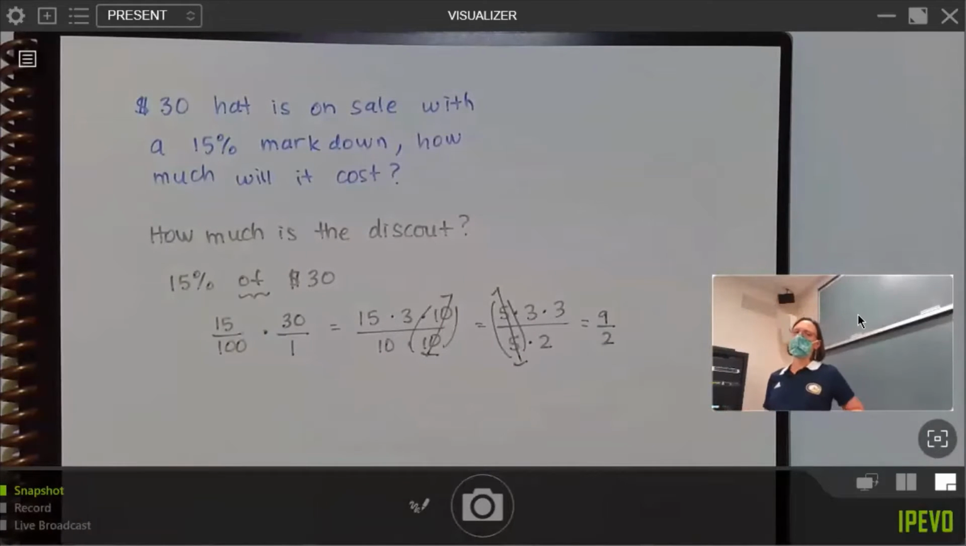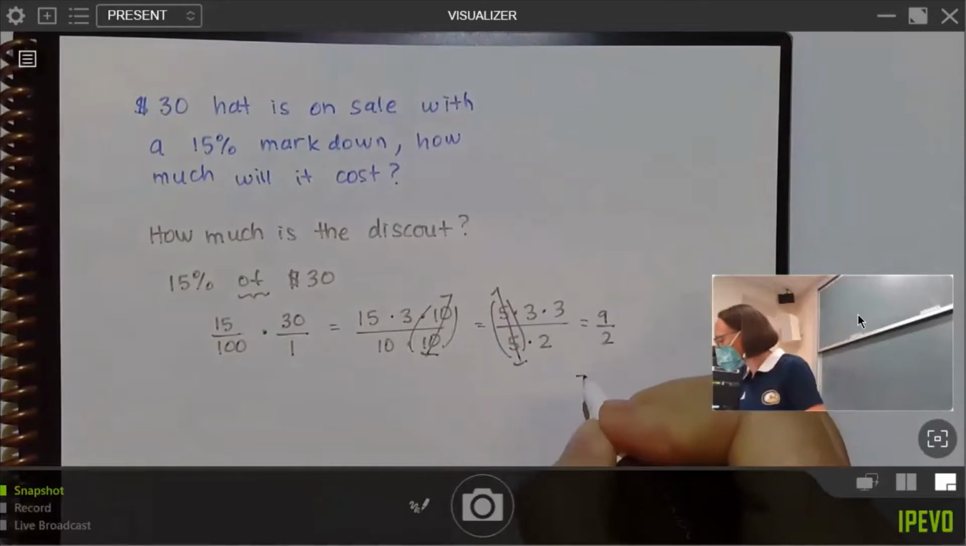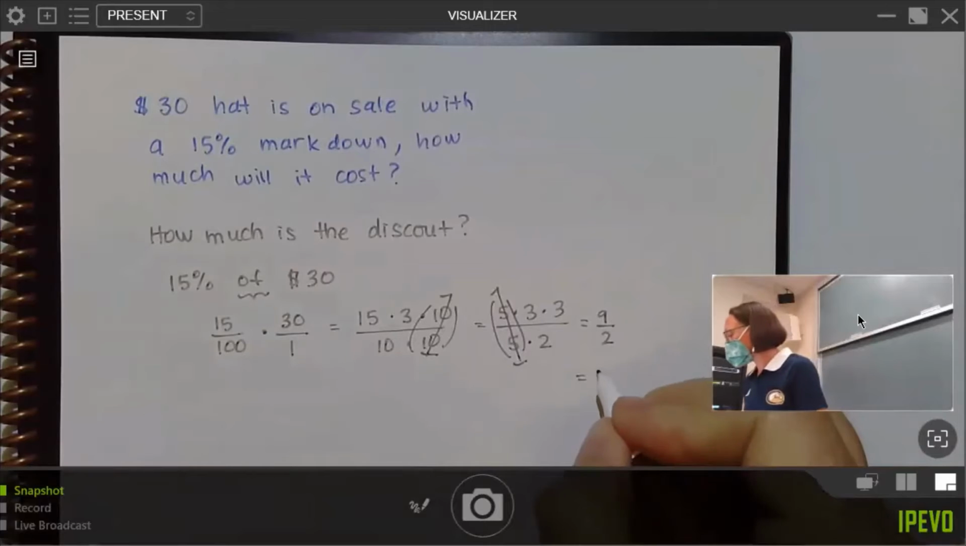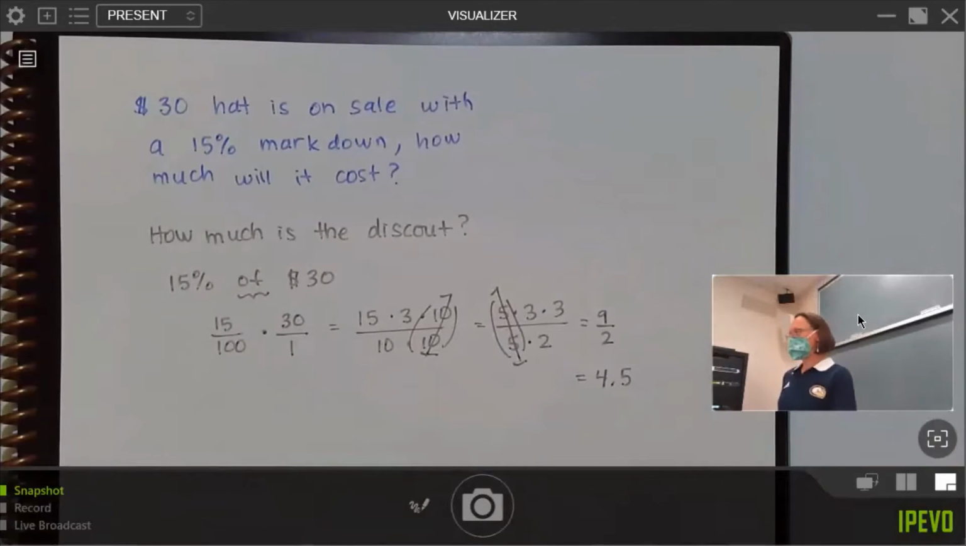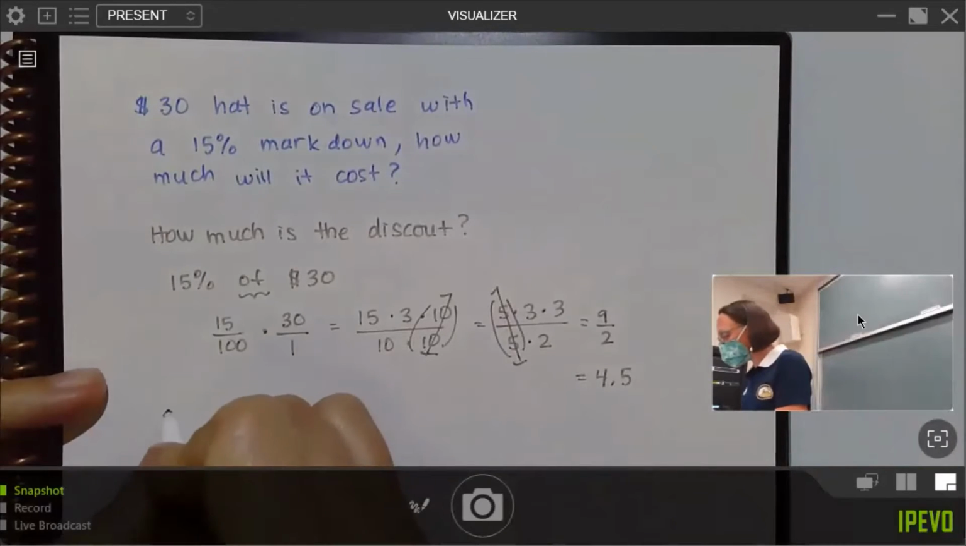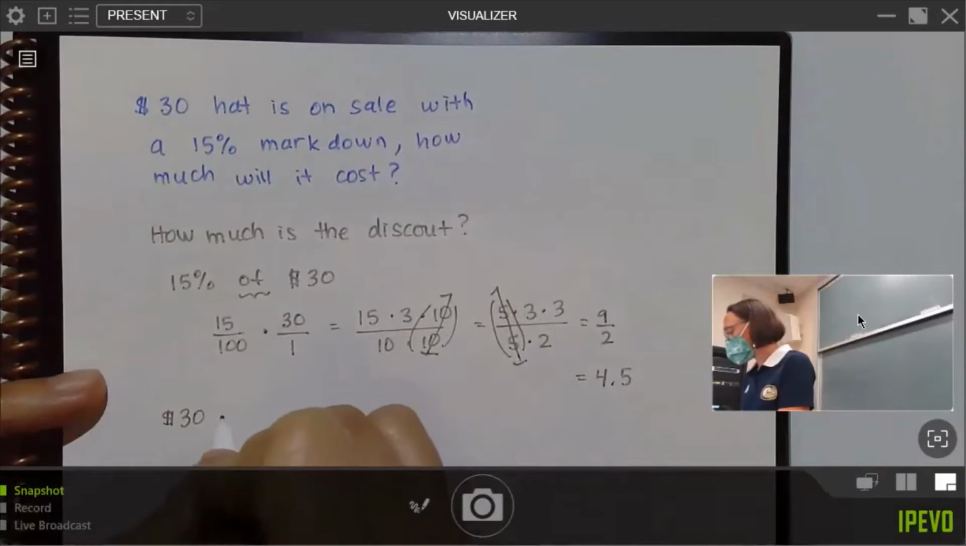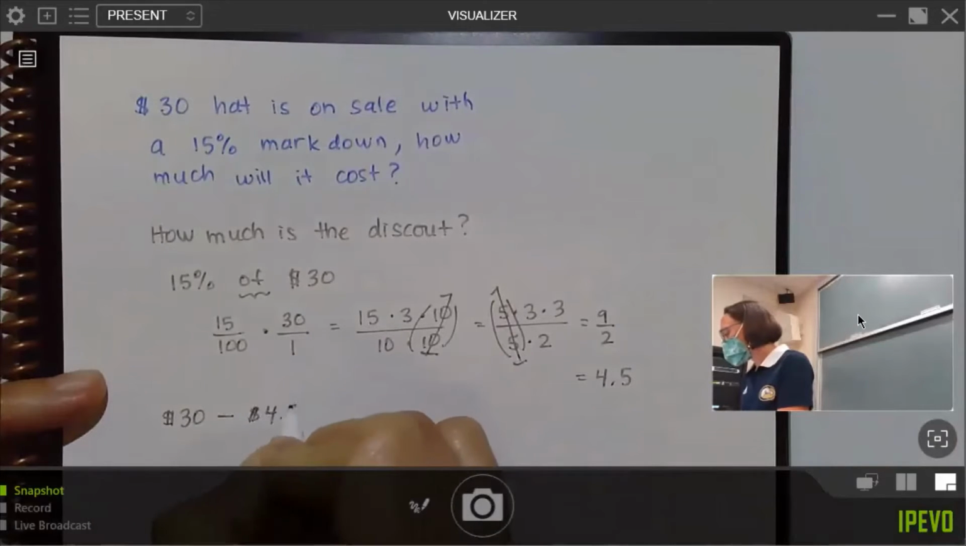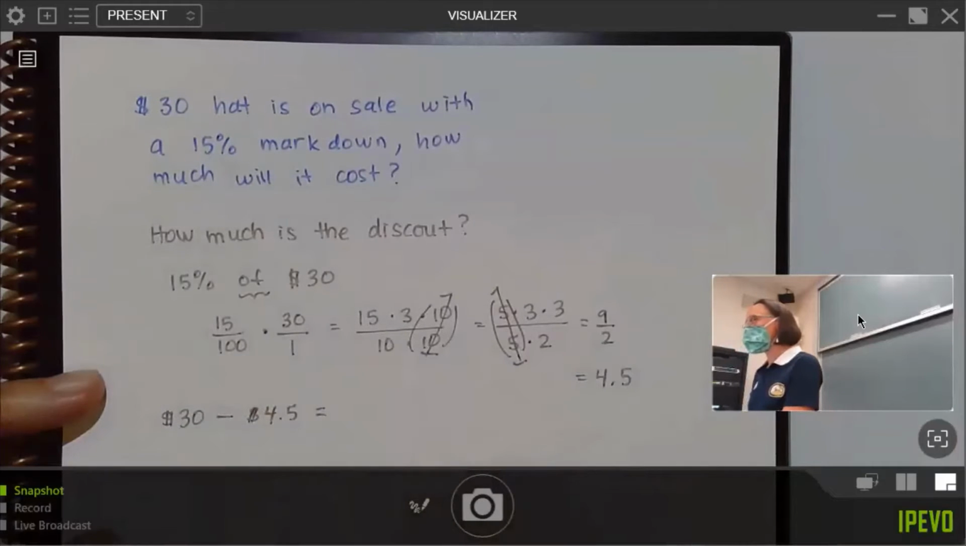Now I'll be honest, if I was standing in the store and trying to figure out how much that hat costs, I'm not thinking about 9 over 2. It's 4.5. With money, I tend to think in decimals instead of fractions. So I think of that 9 over 2 immediately as 4.5. And if that's how much the discount is, then the answer for how much I'm going to pay is the original $30 minus that $4.50 discount.